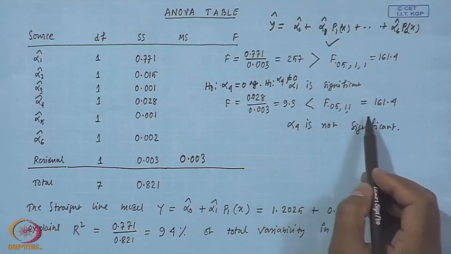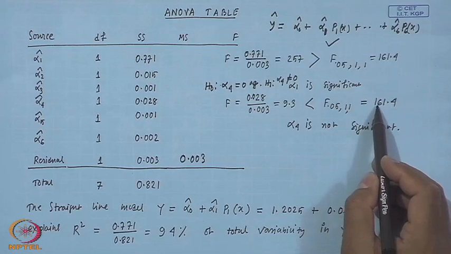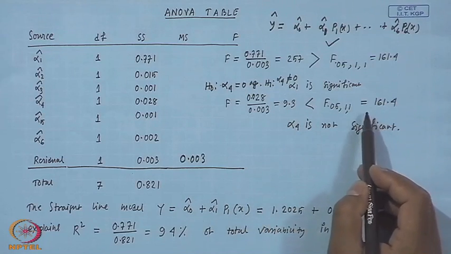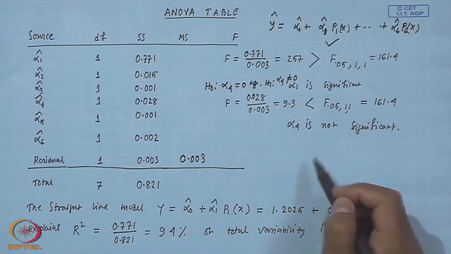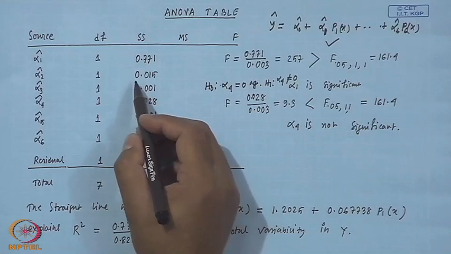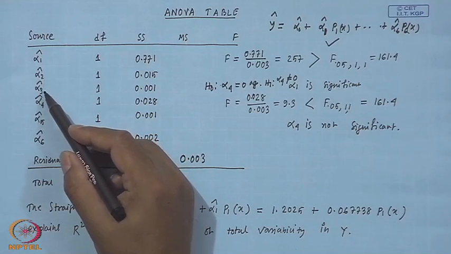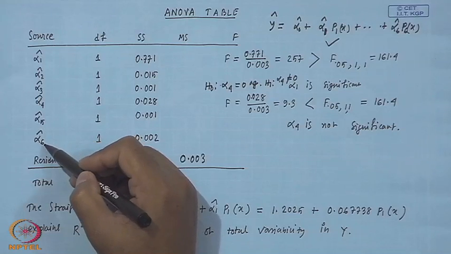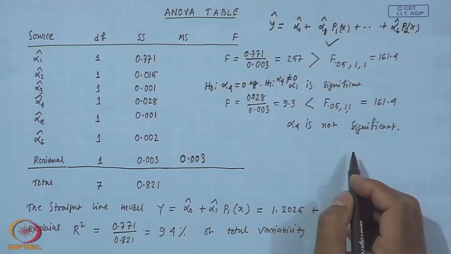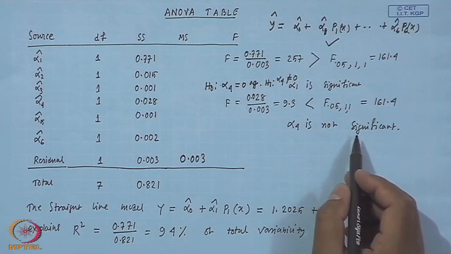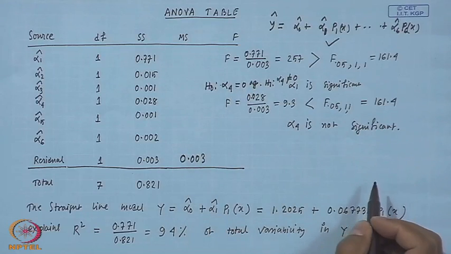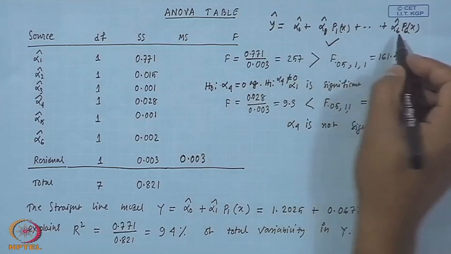So, the tabulated value from the table is 161.4, and this one is much smaller than the tabulated value. So, alpha 4 is not significant. Since alpha 4 is not significant, you can easily prove that the other alpha i's, like alpha 2, alpha 3, alpha 5 and alpha 6, are not significant. Not significant means you accept the null hypothesis that alpha 4 is equal to 0. So, you can put alpha 4 equal to 0 in the model.